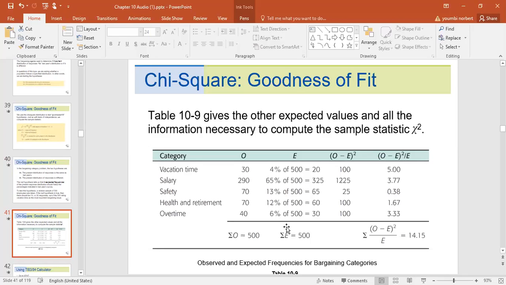No, 290 say they prefer salary. Last year, 65% preferred salary. Of 500, if the distribution was to be the same, 65% of 500 will be 325, and so on. So we have the observed and expected values. We will enter this into the calculator.